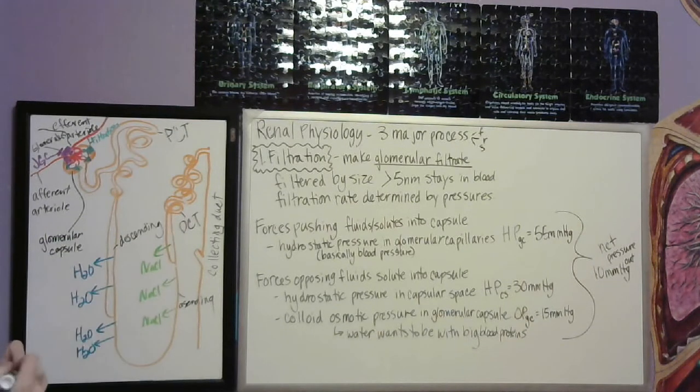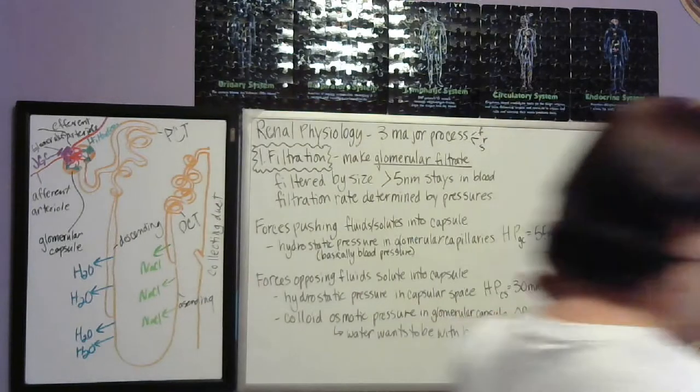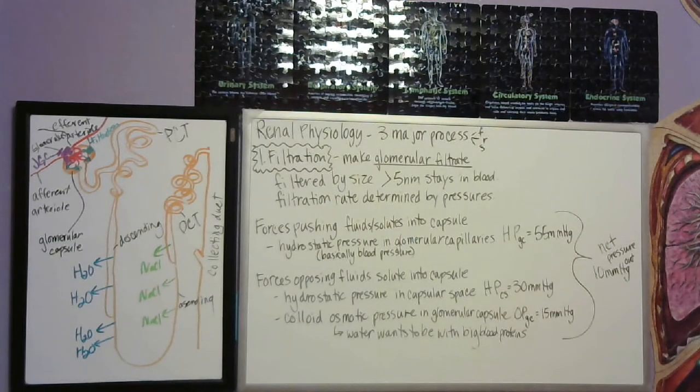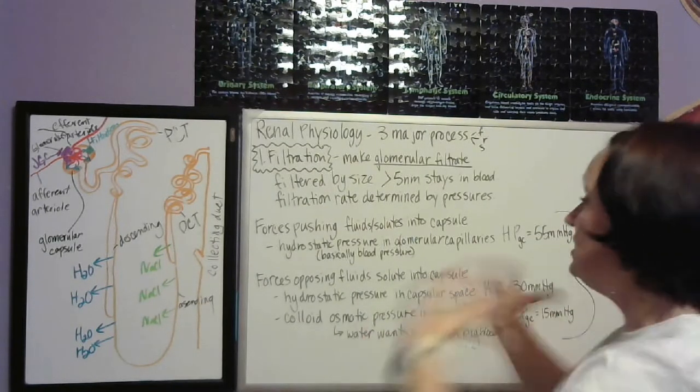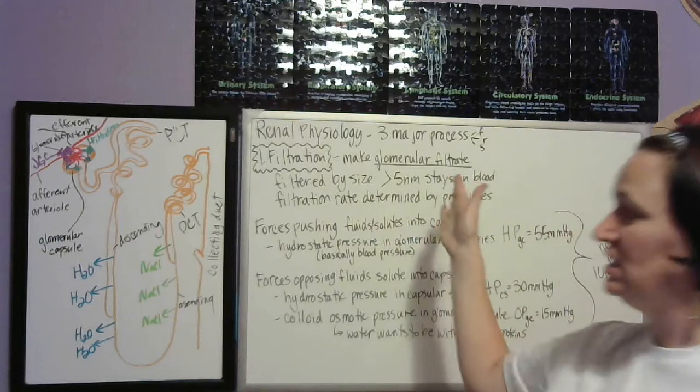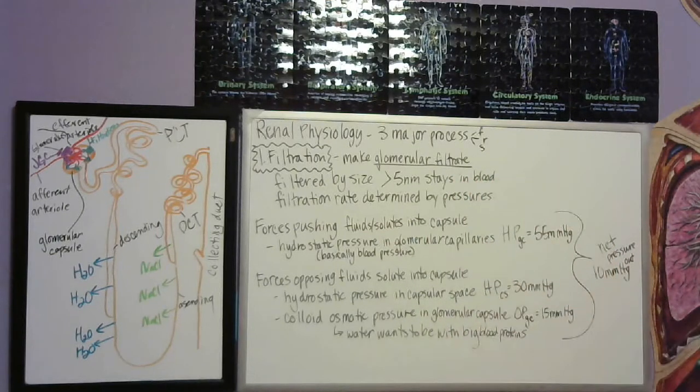So you have a net of 10 millimeters of mercury pushing all of these things out of the capsule, making it filtrate based on its size.